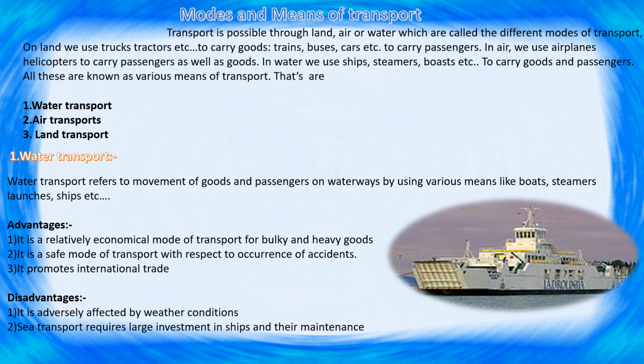First, water transport. Water transport refers to movement of goods and passengers on waterways by using various means like boats, steamers, launches, ships, etc. Some advantages of water transportation. It is a relatively economical mode of transportation for bulky and heavy goods. It is a safe mode of transport with respect to occurrence of accidents. It promotes international trade. Some disadvantages of water transportation. It is adversely affected by water conditions. Sea transport requires large investment in ships and their maintenance.